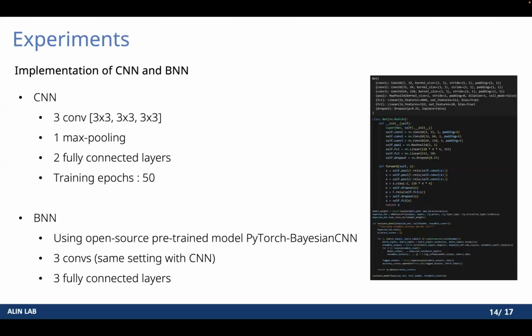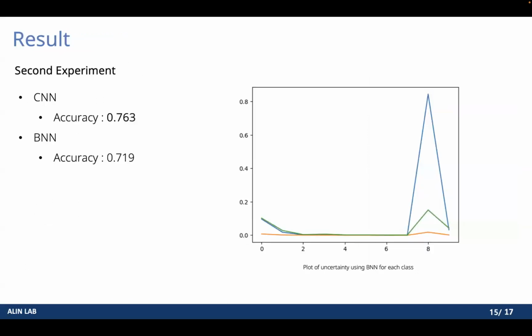Next, the second experiment. We implemented the CNN and trained it over 50 epochs. For BNN, we conducted the comparison using an open source called PyTorch Bayesian CNN. CNN's accuracy was 0.763 and BNN was 0.719. BNN's accuracy is quite low, but this is marginal because BNN is good at preventing overfitting. On your right, I drew an uncertainty plot for one image.